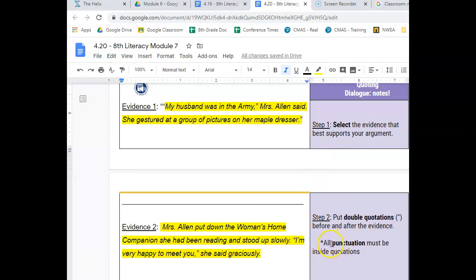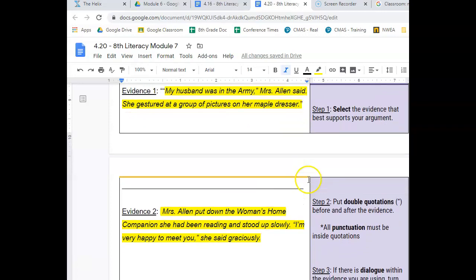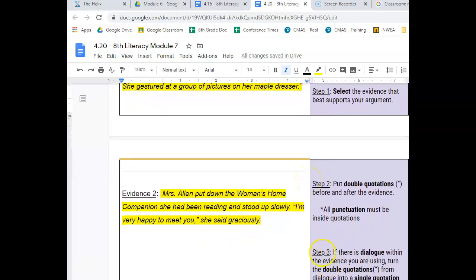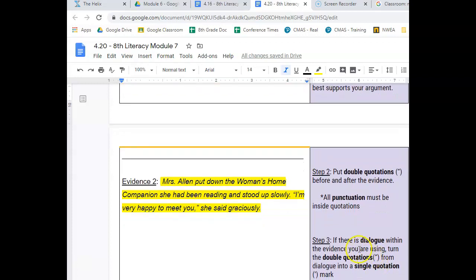And just a note here, please make sure that all punctuation is within, or inside, the quotations. So in this case, the period comes inside the quotations at the end of evidence one. The next thing is I'm going to look at step three. Step three asks us if there's dialogue within the evidence that you're using, you must turn the double quotations from the dialogue into single quotations.